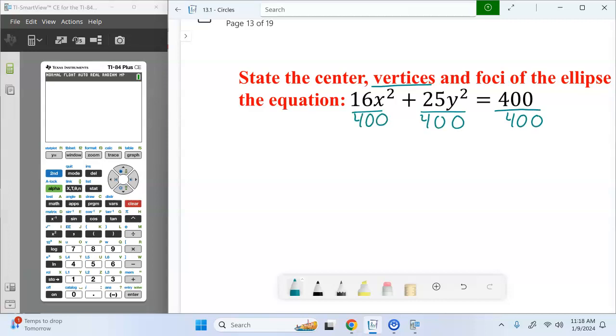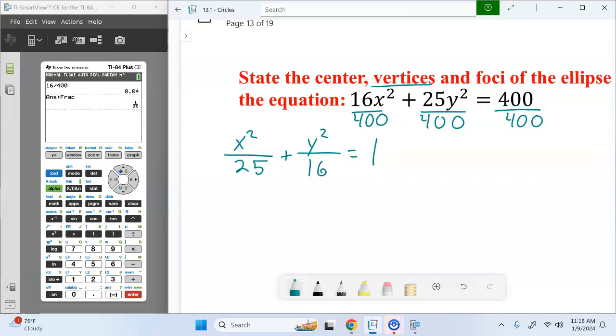So 16 over 400, we can use our calculator just to make this a little bit faster. When you do the division, you're going to get a decimal. We need it as a fraction. Just as a reminder, under the math button, that first option for fractions will take any decimal and convert it to a fraction for you. That'll make it a lot easier to simplify. So 16x squared over 400 will reduce to just x squared over 25. We do the same thing with the y squared, and we get y squared over 16 equals 1.